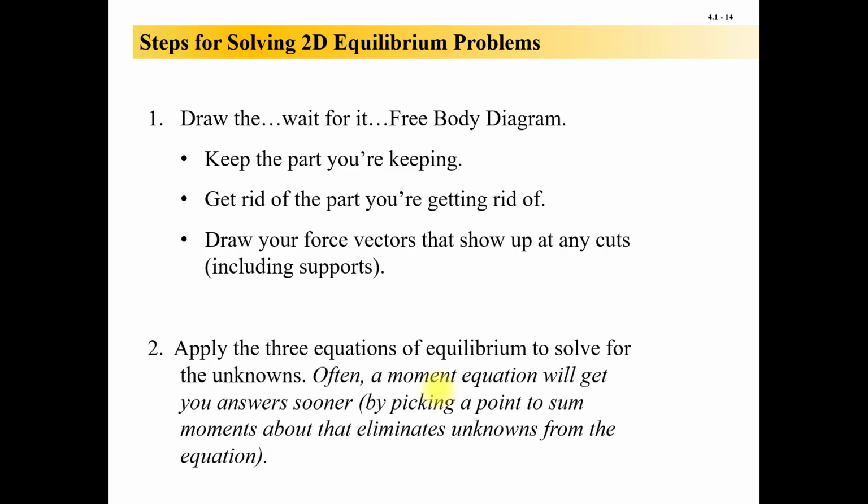And you'll be like, where should I sum moments about? Normally you want to pick the point that you don't want the values for. Like if I say, what's the reaction at B, and I'm not even asking you for the reactions at A, sum moments about A, right? Or maybe more illustrative is if I said, what is the reaction force at point A?